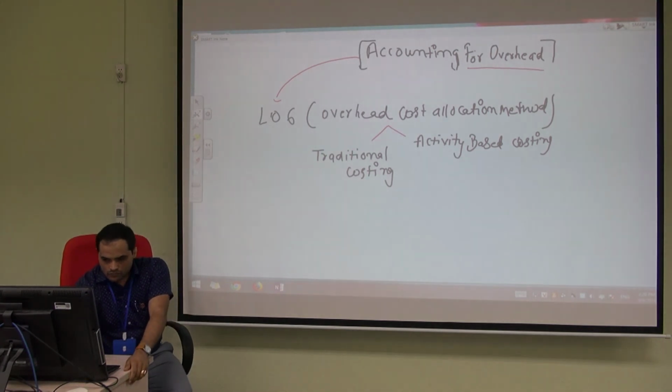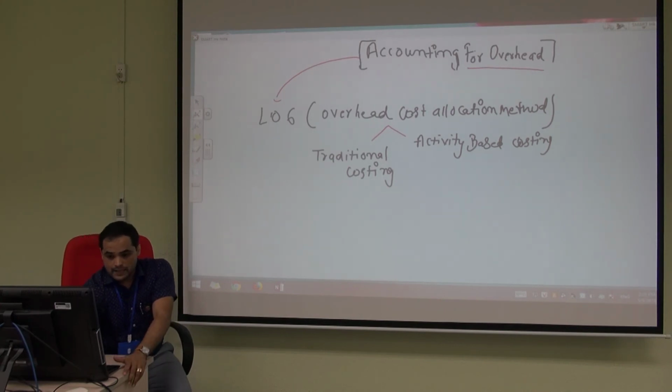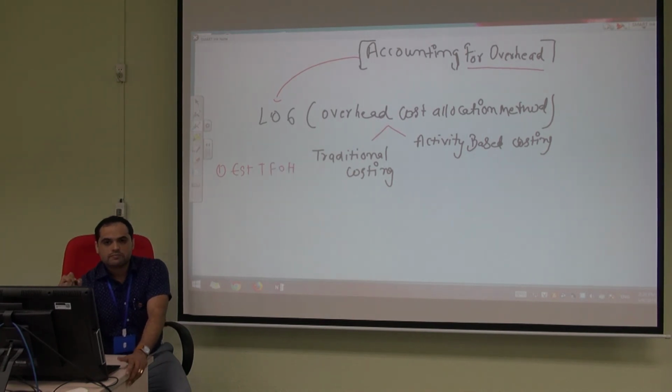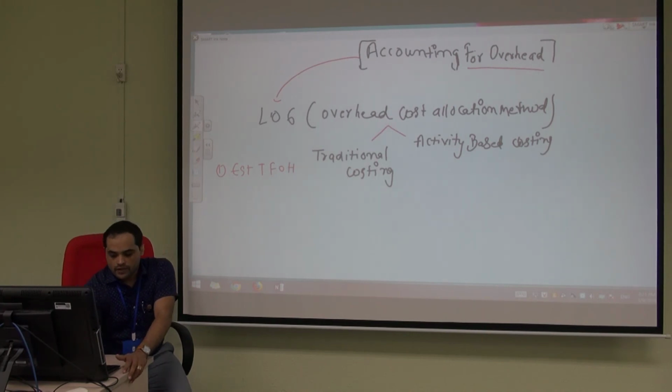Right? So in traditional costing, we have steps. Better I write down the steps first. So the first step is we will estimate the total factory overhead. We have to estimate how much is the total factory overhead, and then we will estimate machine hour.